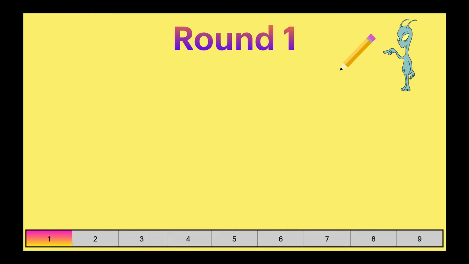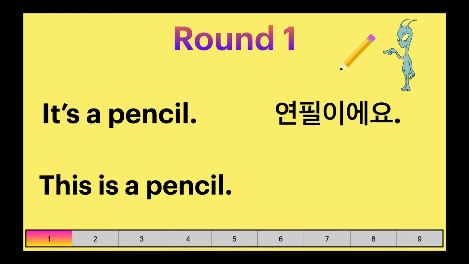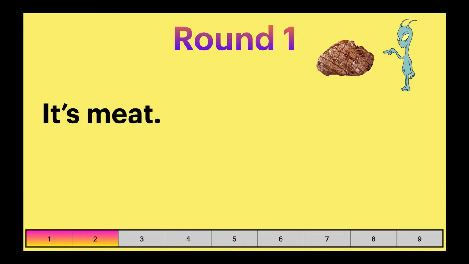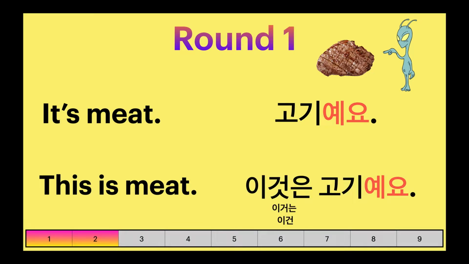이거는 뭐예요? It's a pencil. 연필이에요. This is a pencil. 이것은 연필이에요. 이거 뭐예요? It's meat. 고기예요. And keep in mind that 고기 ends with a vowel, so instead of using 이에요, we're going to use 예요. Now let's go ahead and specify, this is meat. 이것은 고기예요.